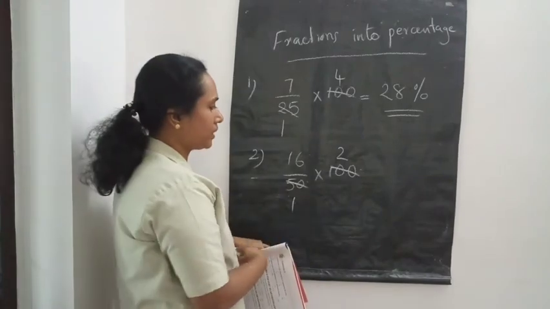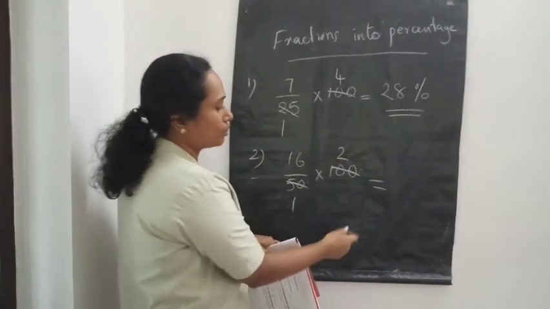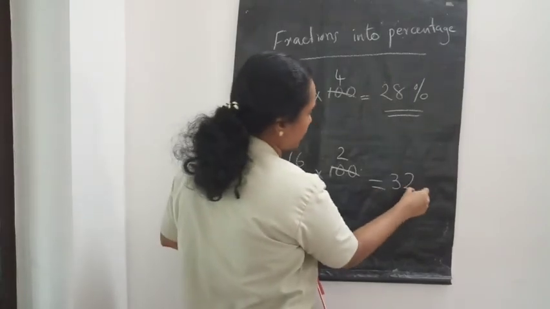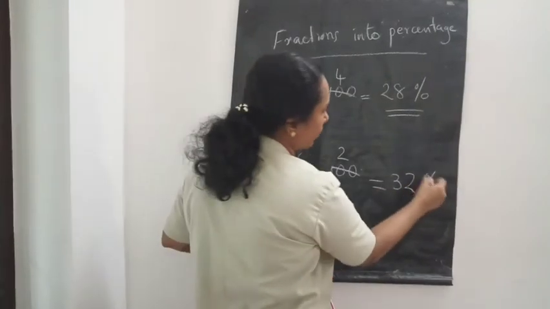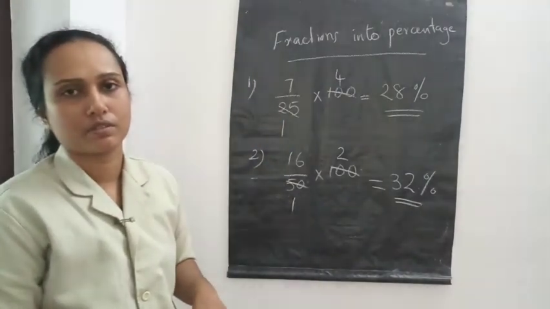Then denominator is 1. Then we can multiply numerators. Then 16 into 2 is 32. Then put the symbol of percentage. Then the answer is 32 percentage.